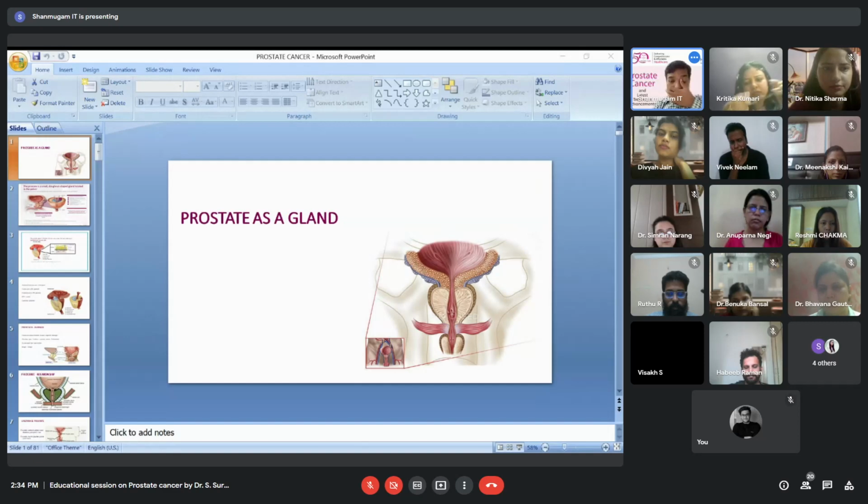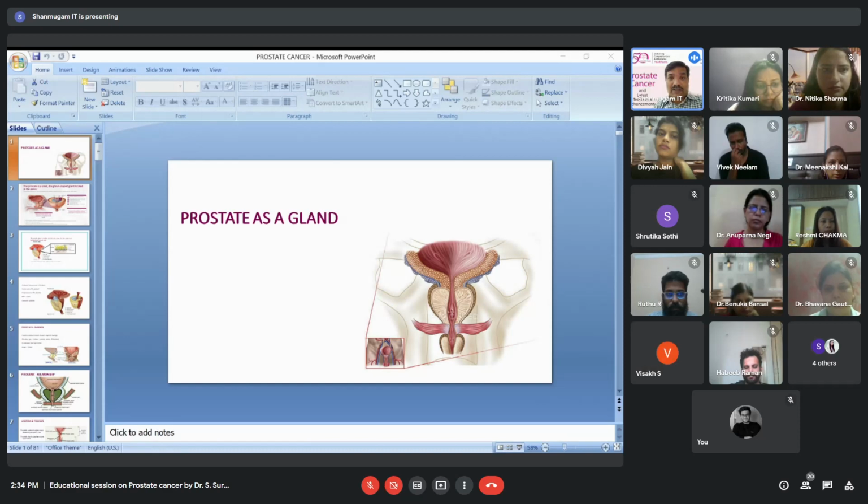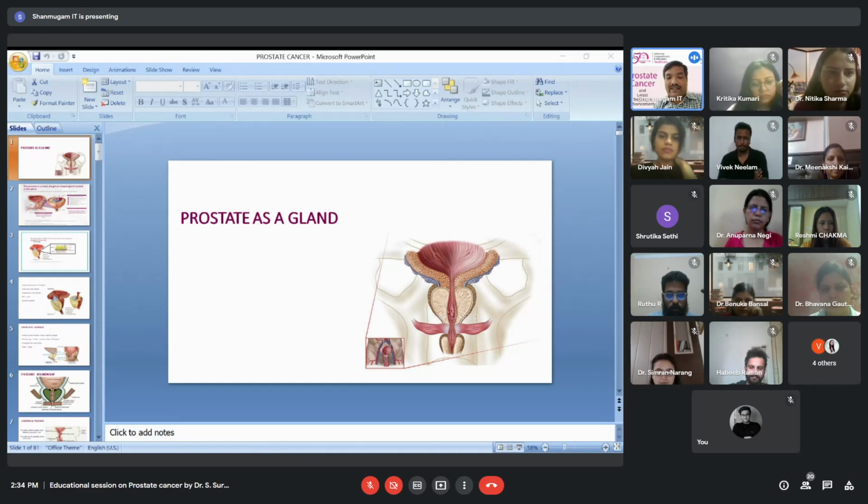So we can see that zone A is the central zone, B is fibromuscular, C is the transitional zone, and D is the peripheral zone. Each zone is made up of epithelium and the stroma. In the epithelium, we have the luminal and neuroendocrine cells having a basal layer, then a basement membrane, followed by the stroma and muscles. BPH is mostly seen in the central zone, whereas carcinoma is seen in the peripheral zone.